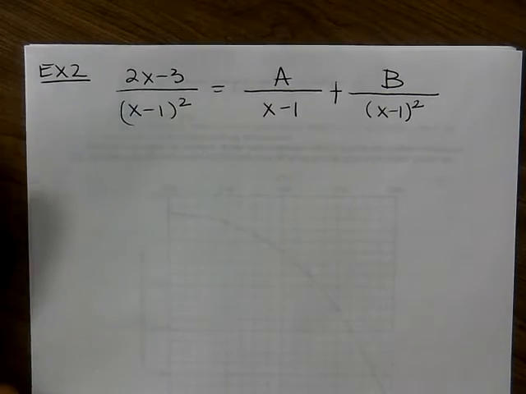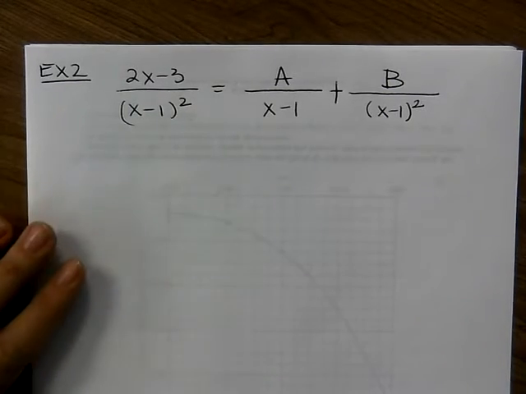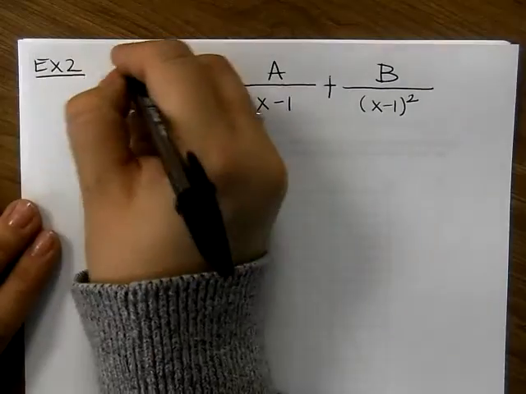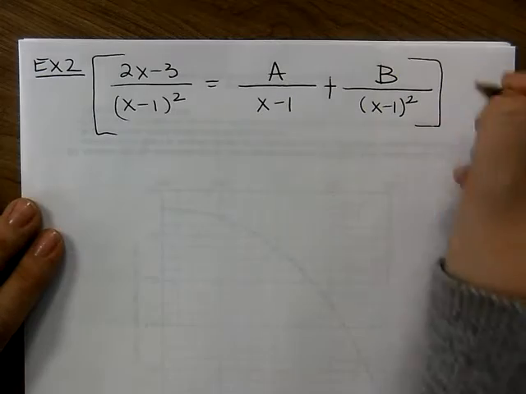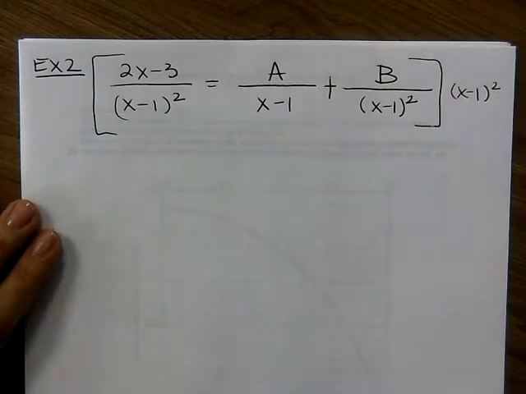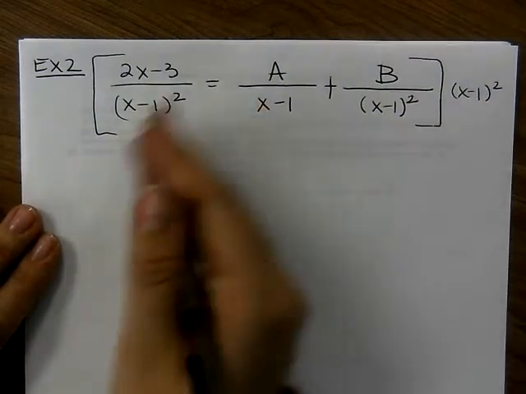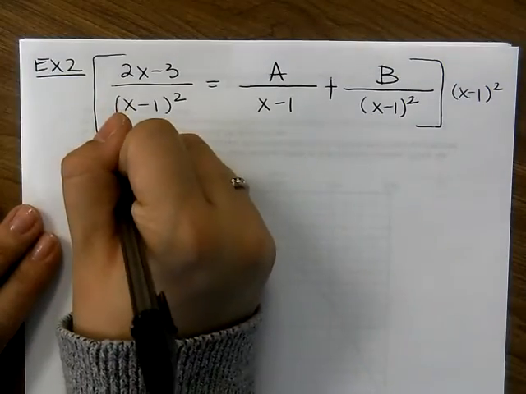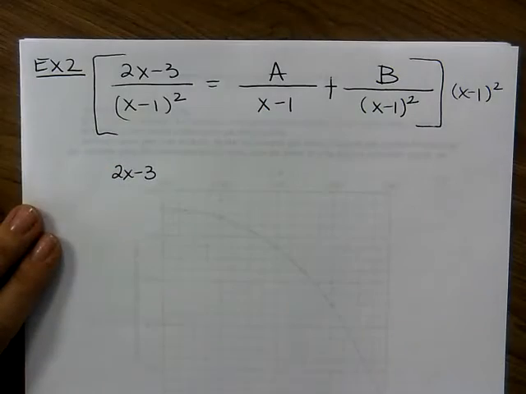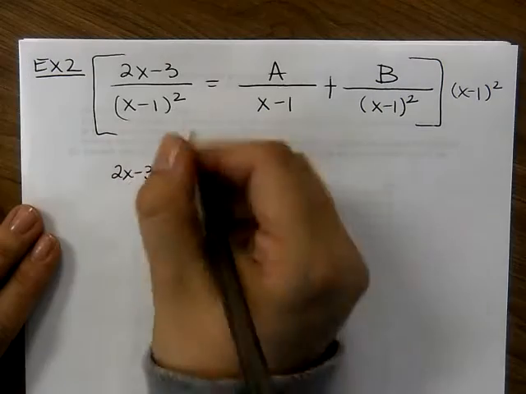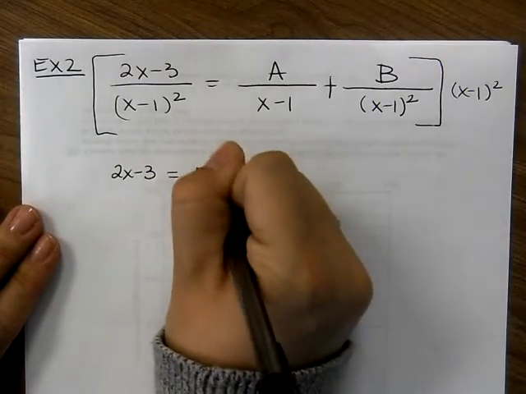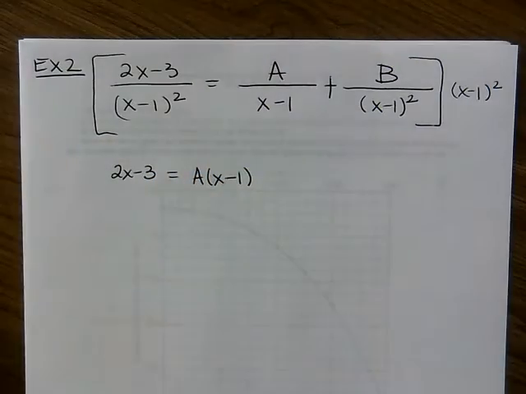Okay, so what's the first thing we do? Go back to your steps if you're not sure. Clear that fraction. What am I going to multiply by? x minus 1 squared. So you're going to distribute to each one of the terms. The first term over here on the left, we should just have a 2x minus 3 left over. What do you have here with the A term? Yep, A times x minus 1. And then your B term? Just B.